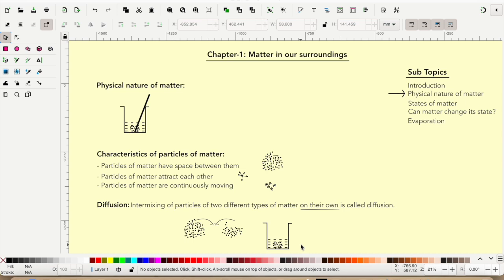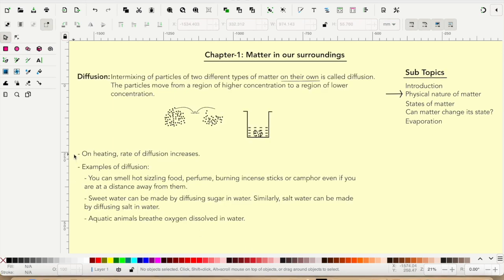Does diffusion always happen when two matters are mixed? Let us find out. Take 2 tablespoons of salt and 2 tablespoons of sugar and mix them together. Leave the setup for few hours or even few days. Do you observe any change? Did the quantity of sugar or salt decrease? The answer is no. So we conclude that diffusion does not always happen when two matters are mixed. On heating, rate of diffusion increases. Suppose you start heating this vessel, then salt particles will quickly diffuse into the water.